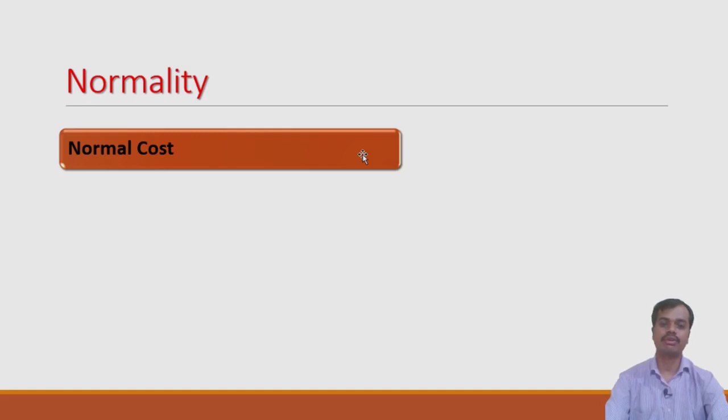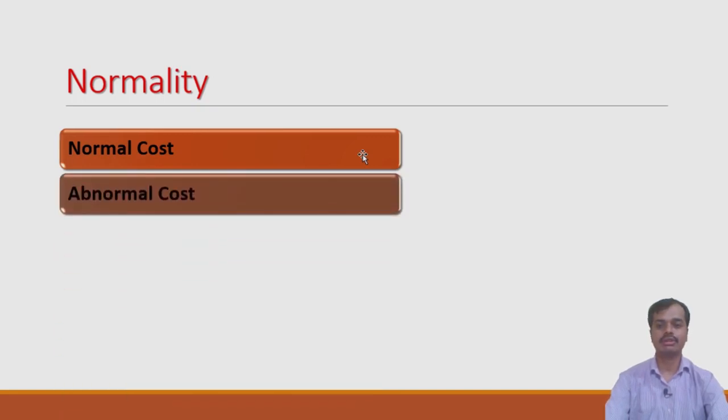It is a part of cost of production. Second is abnormal cost. It is the cost which is not normally incurred at a given level of output in the conditions in which that level of output is normally attained. It is not a part of cost of production and is charged to costing profit and loss account.